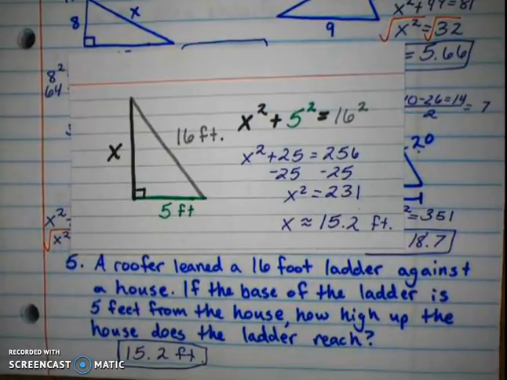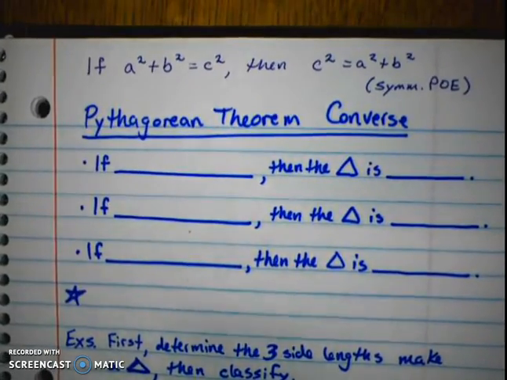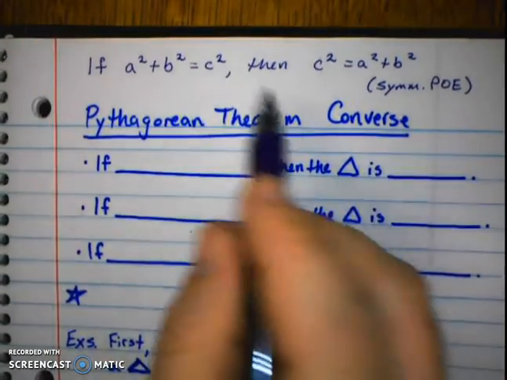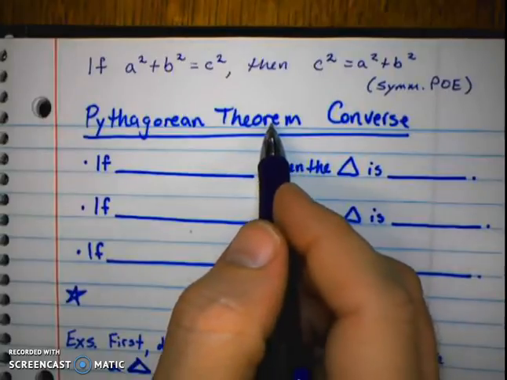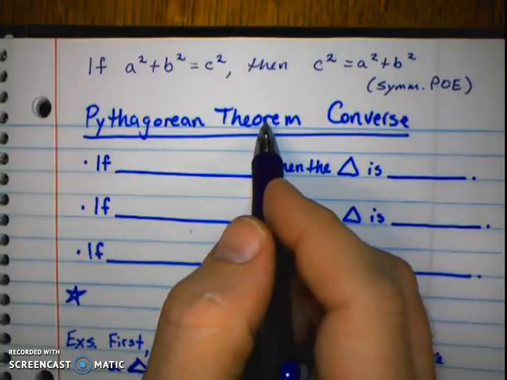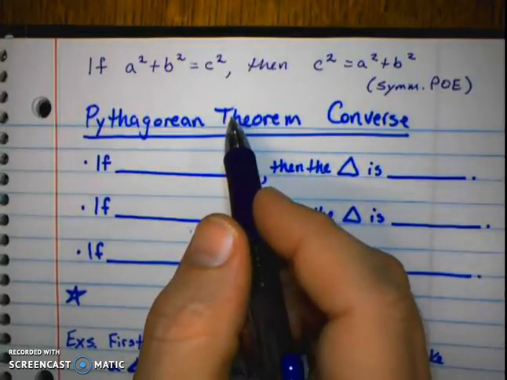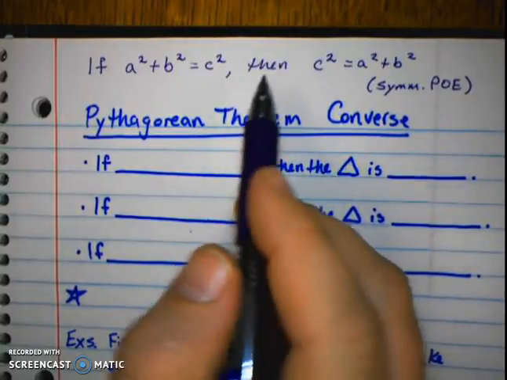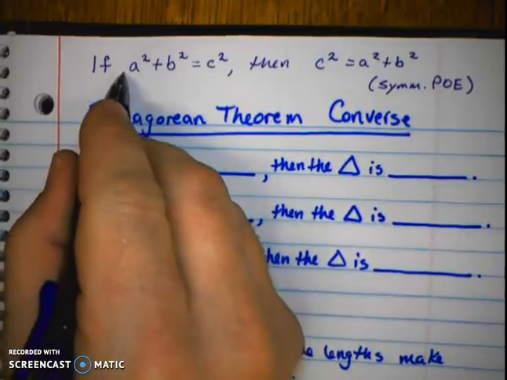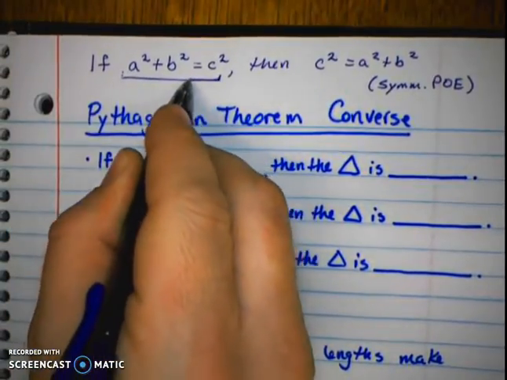All right, let's go ahead and keep moving on to the next part of our lesson. Okay, we're going to talk about the converse of the Pythagorean theorem. And remember, the converse of a theorem just switches the order. But we're also going to look at some other properties that help us understand some things. All right, now first I want you to understand this. This is the normal way we write the equation for the Pythagorean theorem.